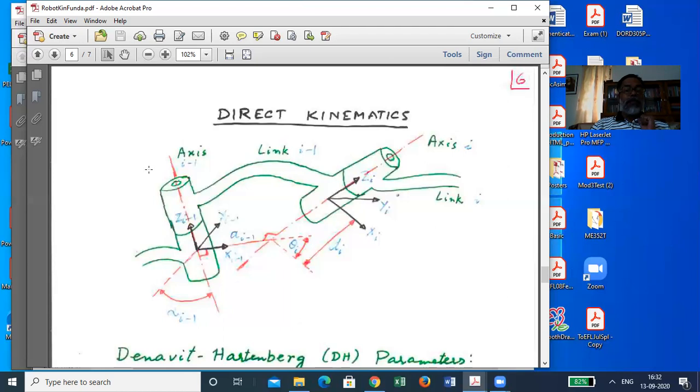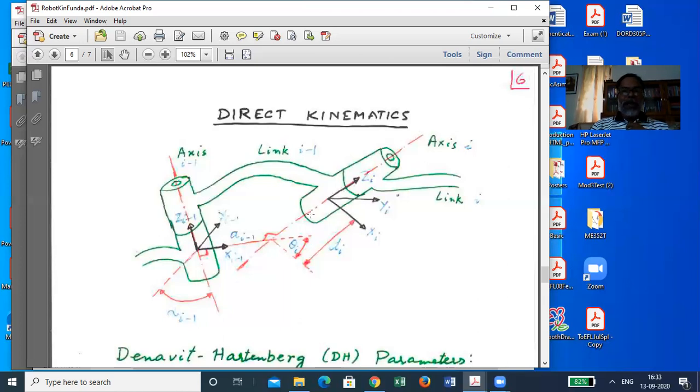And then consider here. For the link i, the frame of reference i that you will have to put will have its z-axis along this axis.